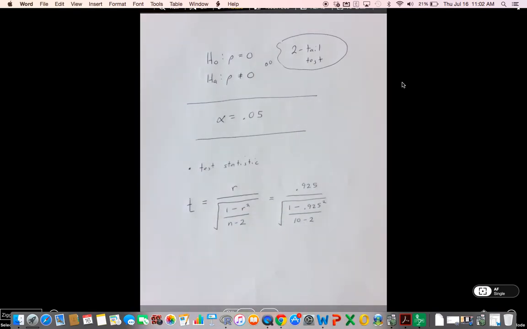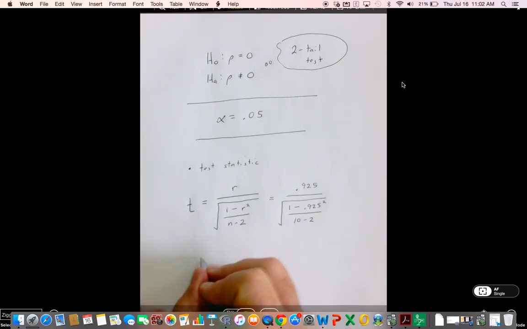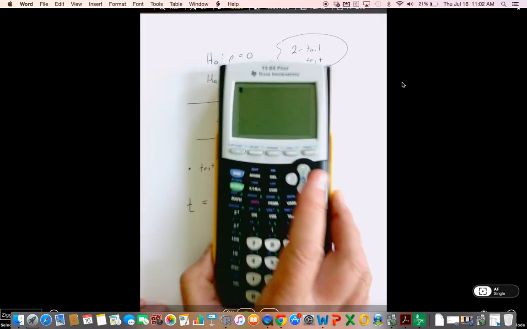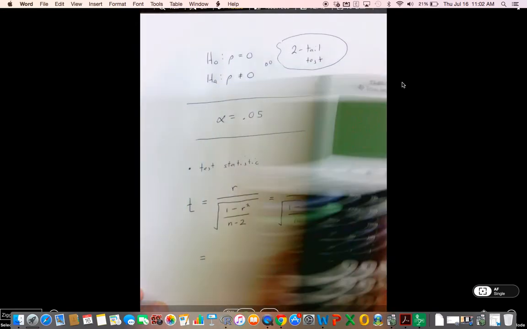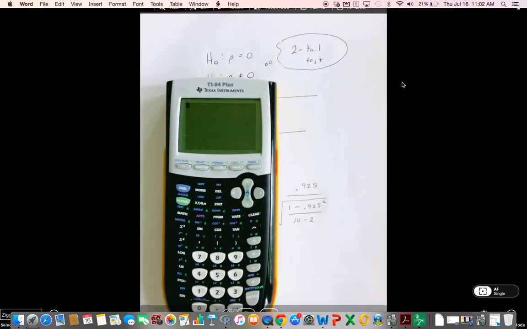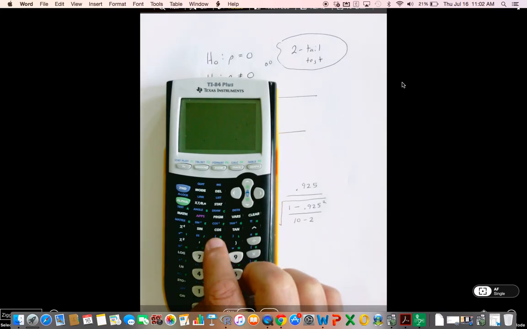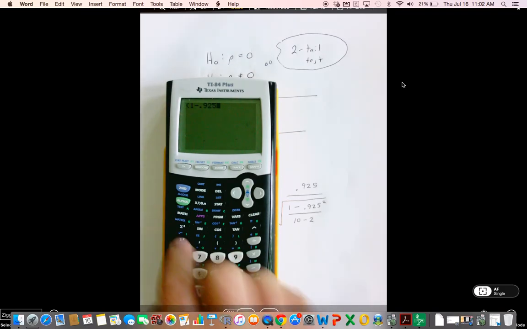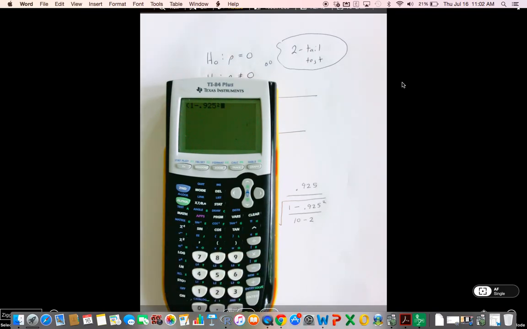So we need to divide that out by 8. So guys, I'm going to show you how I would do this in the calculator. What I would do is take care of the numerator first. I would go 1 minus 0.925 squared divided by 8. So I would do this in bits and pieces.